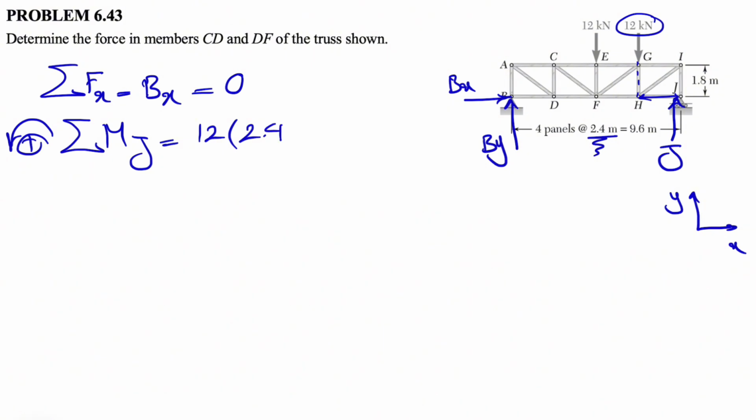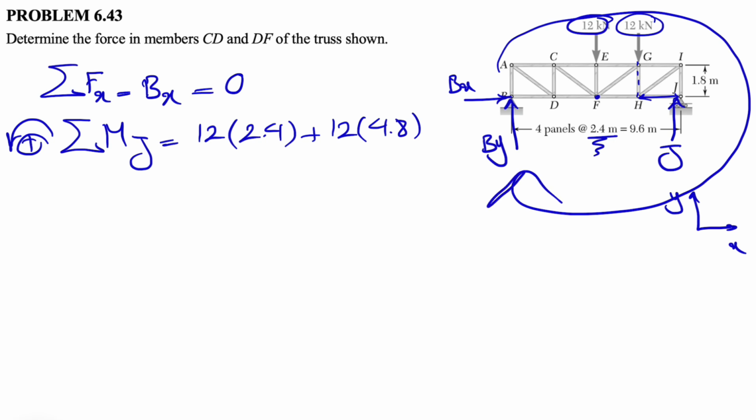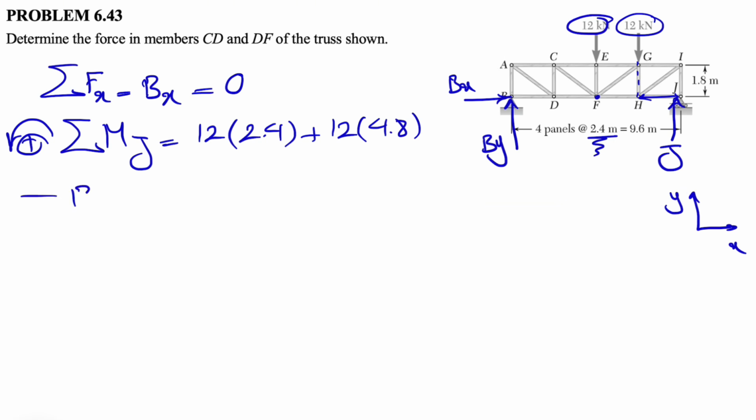So positive 12 times 2.4, plus the other 12 kilonewton force. Again, this one makes a counterclockwise moment. So 12, and the distance this time would be from F to J. So we will have 2 of 2.4, which will be 4.8. And at the end, we have the moment of By, which is going to make a clockwise moment. So negative By times the distance from B to J, so 4 times 2.4, which will be 9.6, is equal to 0.